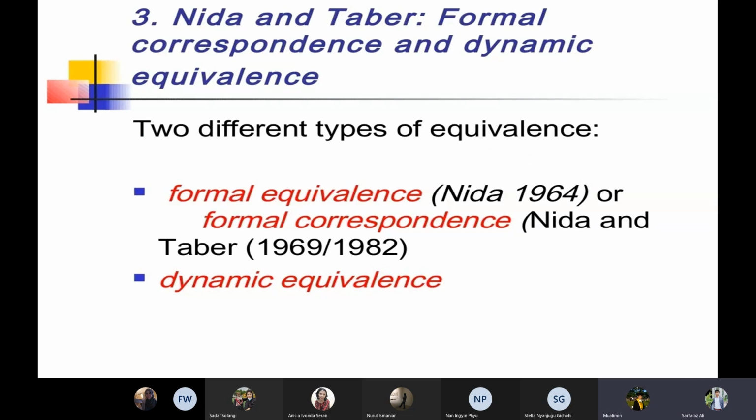And the third theory was presented. Under the third theory, different views about equivalence and translation were presented by Nida, and formally they presented formal correspondence and dynamic equivalence. Actually, both formal correspondence and dynamic equivalence can be said to be types of equivalence. Both writers mentioned formal equivalence and dynamic equivalence.